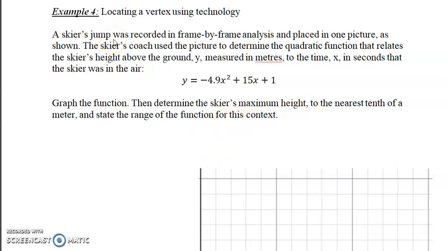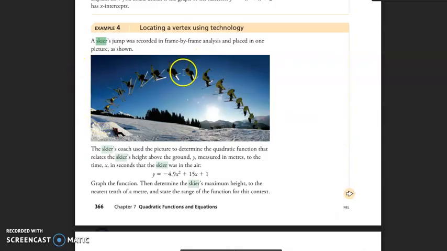It says the ski jumper was recorded in a frame-by-frame analysis and placed in one picture as shown. I don't have that diagram, but I can get it for you. It's probably located in your textbook. So there's the picture there of the skier frame by frame. That's what they're referring to.